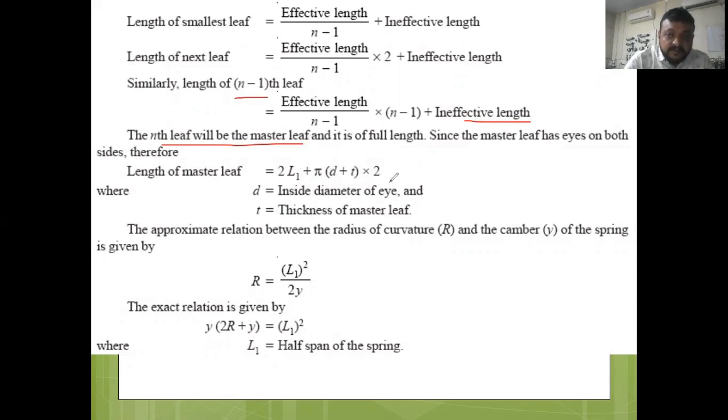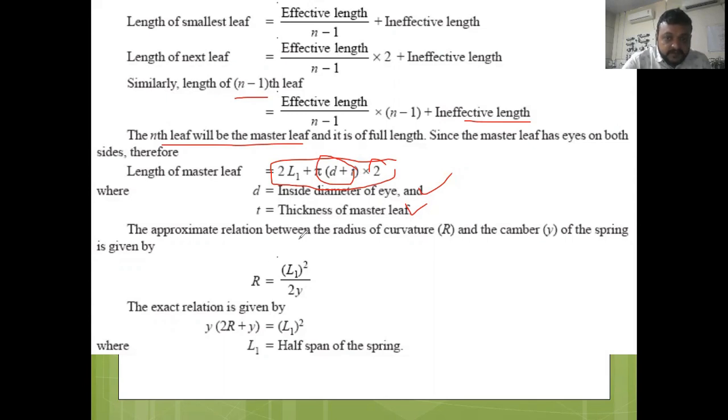And the length of the master leaf is 2L1 plus pi into d plus t, where d is the inside diameter of the eye and t is the thickness of the master leaf. So pi into d plus t is the circumference, into 2. We multiply by 2 to get the full length on both sides. So twice L1 plus twice pi into d plus t, where d is the diameter of the eye and t is the thickness of the master leaf.